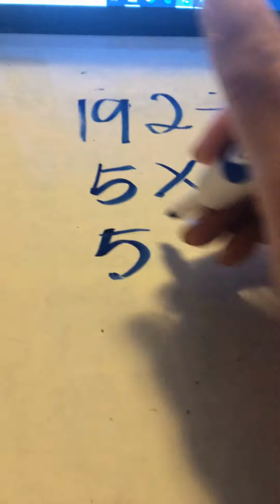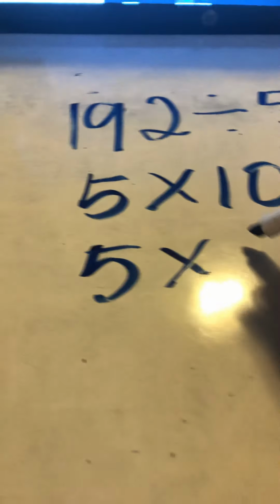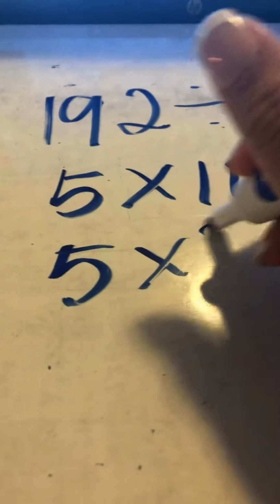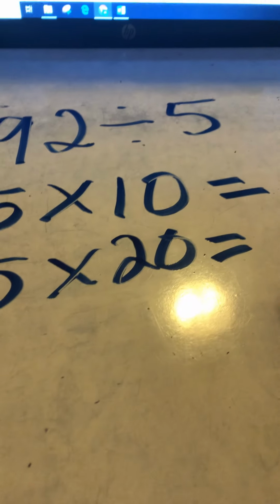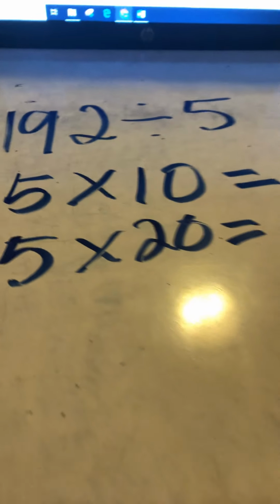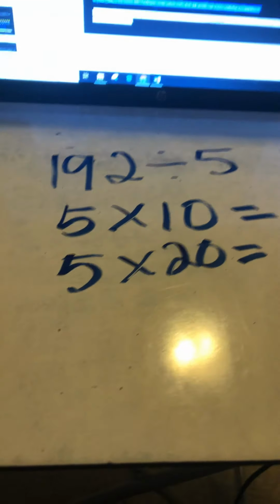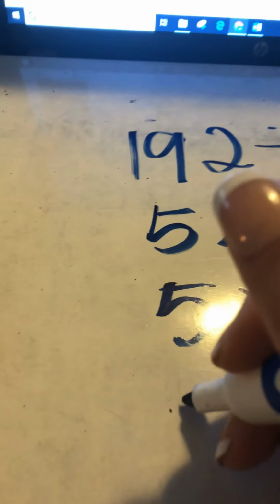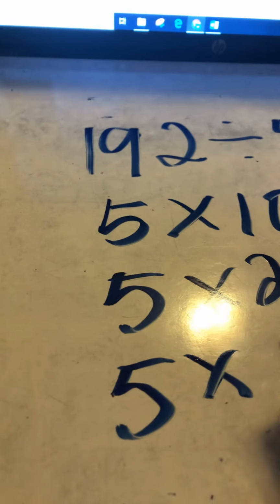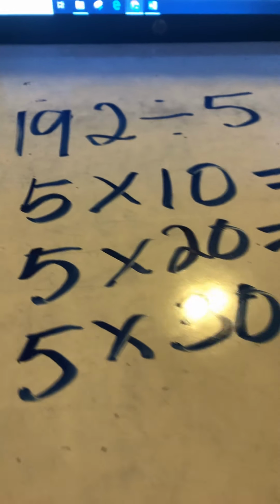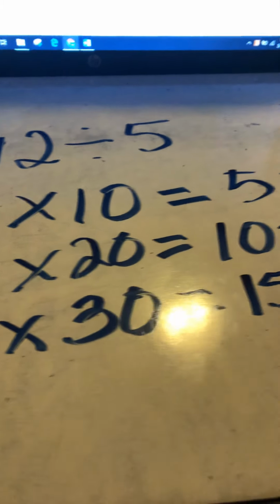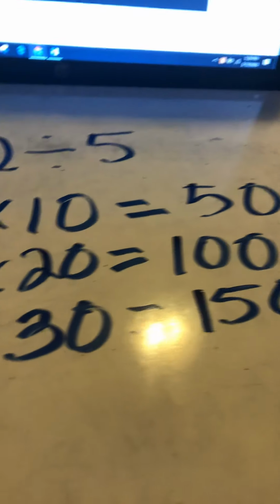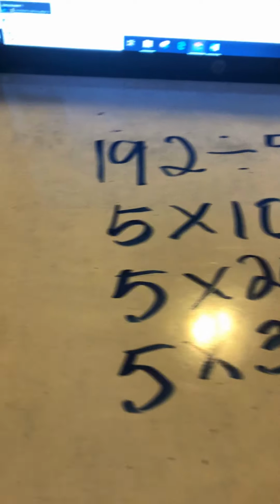So let's try the next multiple of 10, or next group of 10, which would be 20. Okay, 5 times 20 is, if you said 100, you got it, right? Okay, that's closer to 192, but it's still not too close. All right, let's try the next one. 5 times 30 is equal to what? If you said 150, that's right. We're getting closer, right? We're getting hot. So let's try another one.